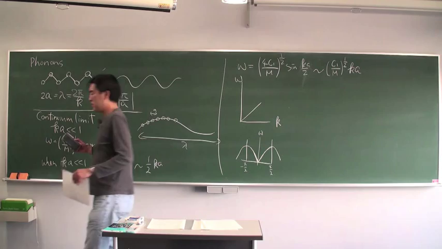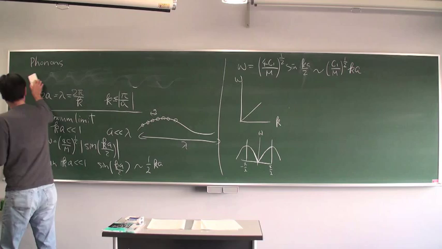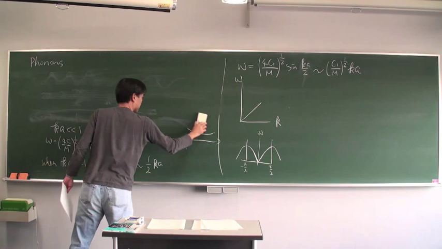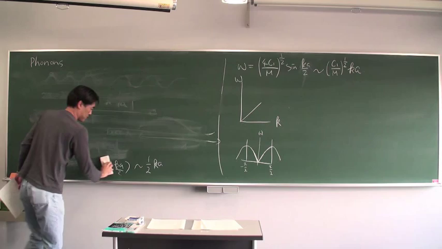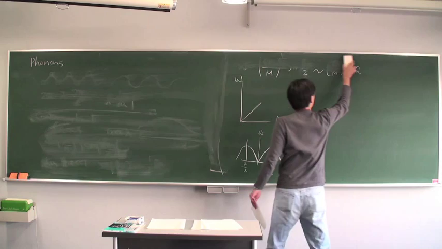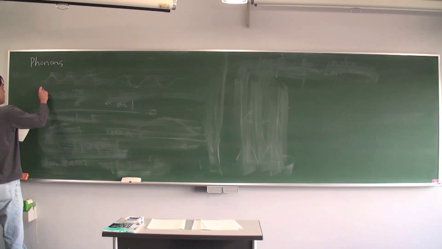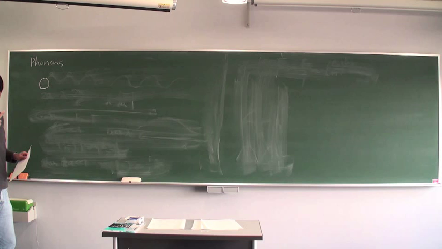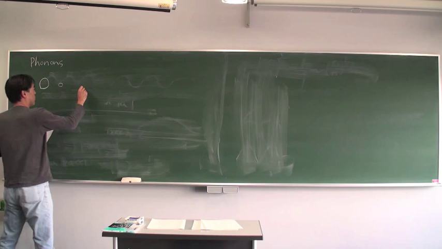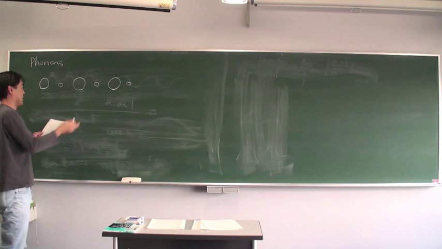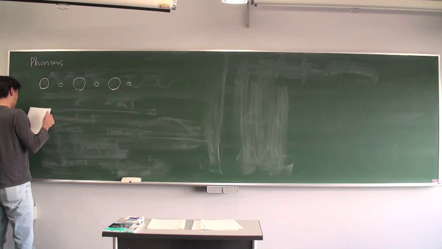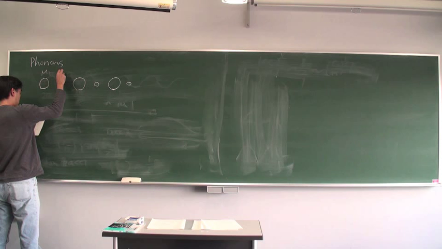So now we move on to the next problem, where we have two atoms. Now we have two different atoms. Basically, it's two atoms in a basis. Okay? So we have one big atom, small atom, one big atom, small atom, one big atom. It doesn't have to be big and small. It's just two different atoms. Okay? The big atom has mass m1, the small one has m2. That's the mass.